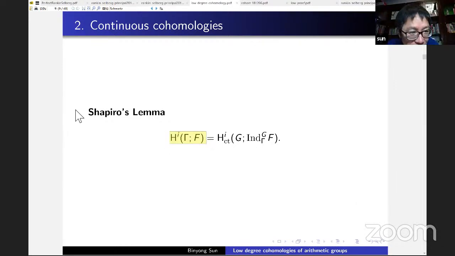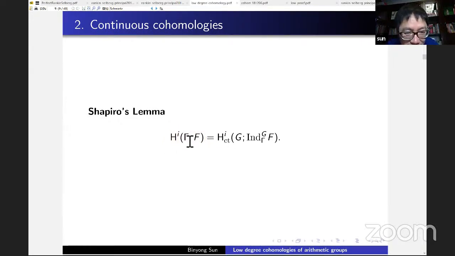And by Shapiro's lemma, we know this cohomology equals the cohomology of this representation. We consider the representation induced from gamma to G of F. So this is a representation of G. Then we can consider continuous cohomology. This group cohomology equals the continuous cohomology of this induced representation.